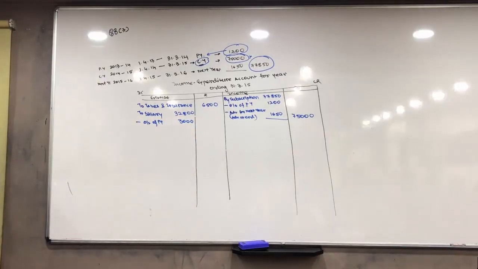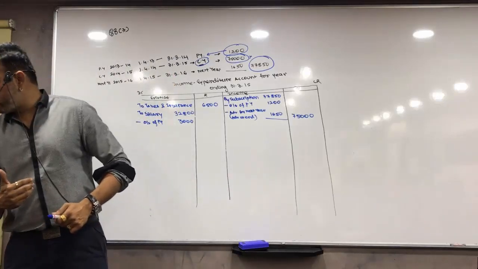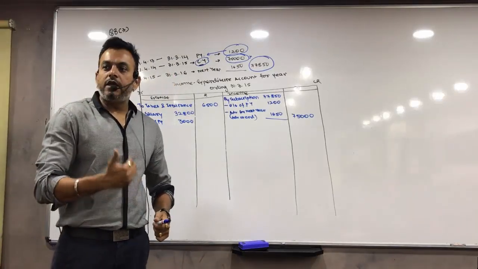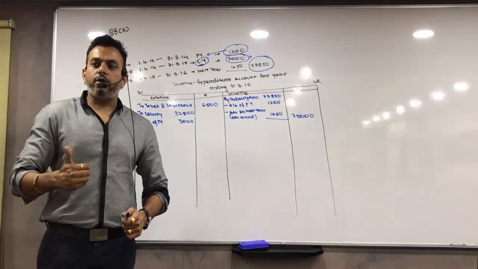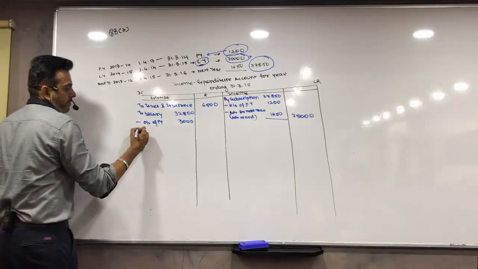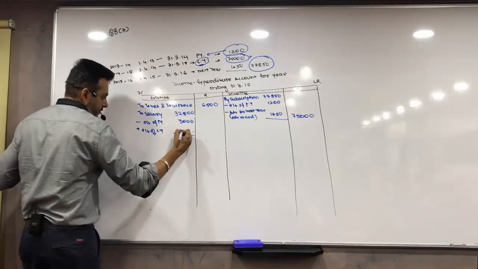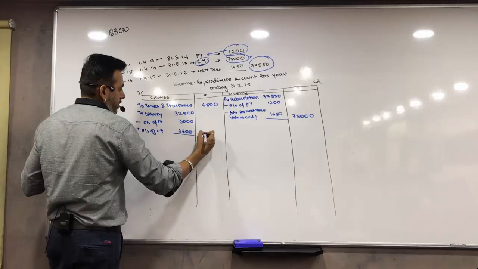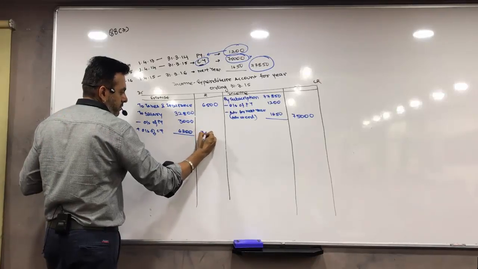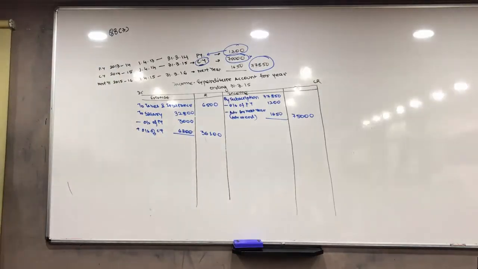3,000. And how much is outstanding for this year? 6,300. Payment is yet to be made, but the services have been availed, hence it is our expense. So plus outstanding of current year, 6,300. How much? 36,100. All of you understood this?